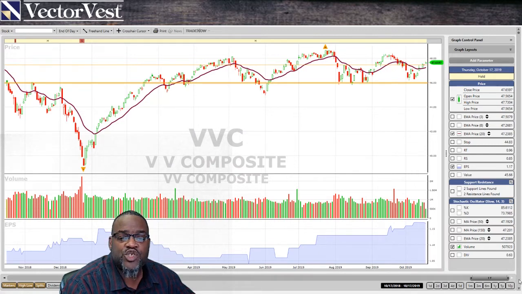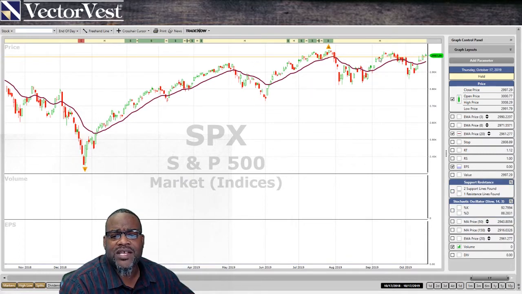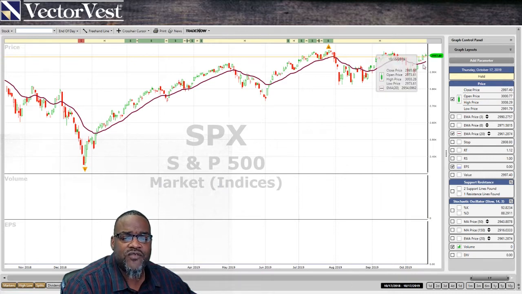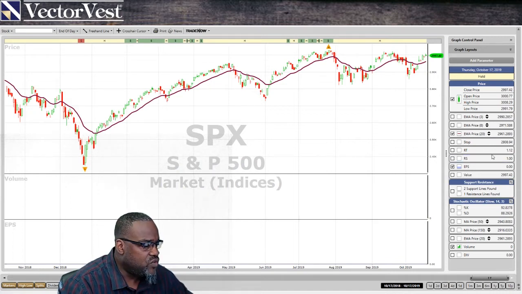Now let's go look at the spiders or the SPX. It's going to look a lot like the VectorVest composite, except it only tracks 500 stocks. Also above the 20-day moving average, no volume or earnings per share. So both of these indicators, the VectorVest composite and the SPX, are showing that the market definitely is in an uptrend, and I would like to see both of them, if they're going to continue to move higher, move above both of their swing highs, which happened a few days ago.